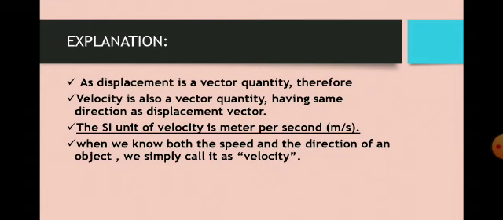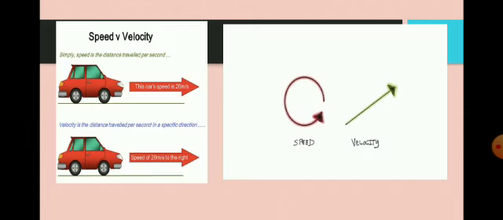When we know both the speed and the direction of an object, we simply call it as velocity. The difference between speed and velocity is simply speed is the distance traveled per second, while in case of velocity we show the direction. Therefore, the speed of 20 meter per second towards the right side is the velocity.